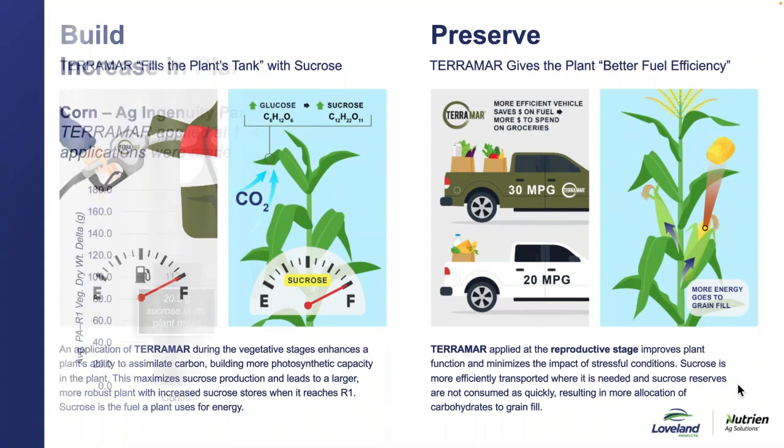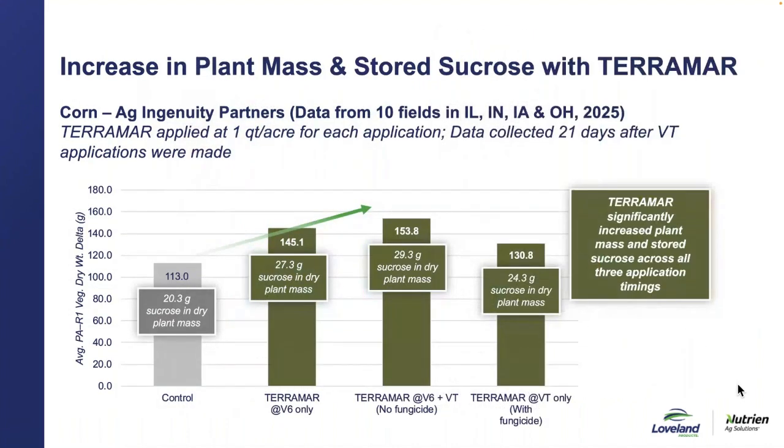So let's look at that a different way. This is a field trial, 10 fields across the Midwest, in Illinois, Indiana, Iowa, and Ohio in 2025. You can see a control that had no Terramar.